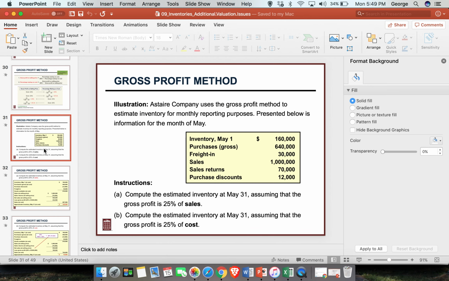All right, so let's look at the gross profit method. Astaire used the gross profit method to estimate inventory for monthly reporting. Presented below is information for the month of May. So we have inventory, purchases, freight, and sales, sales return, purchase discounts for various amounts. Compute the estimated inventory, assuming that gross profit is 25% of sales. And the second part is assuming that it's 25% of cost.